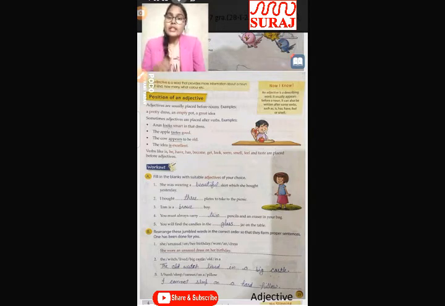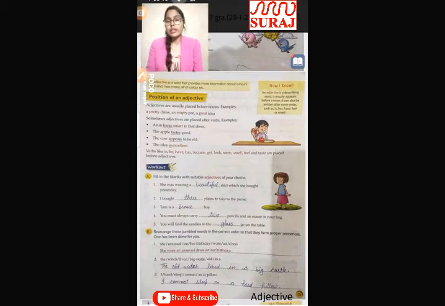I bought 3 plates to take to the picnic. So how many plates? 3. I bought plates is also right, but if you tell the quantity of it, I bought 3 plates. So what is 3 here? Adjective. Clear?